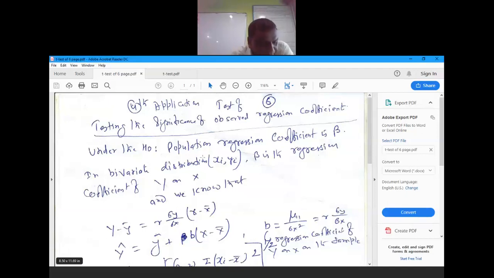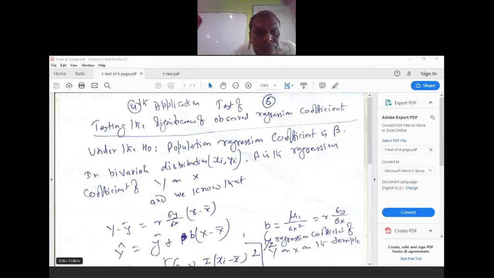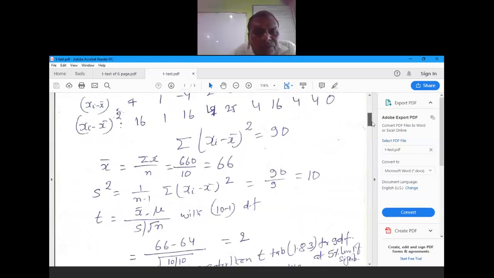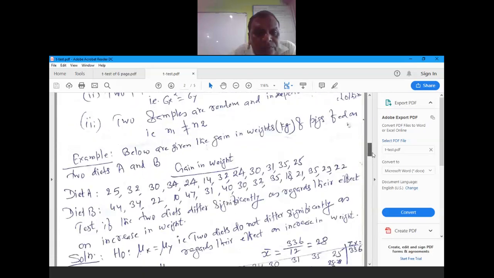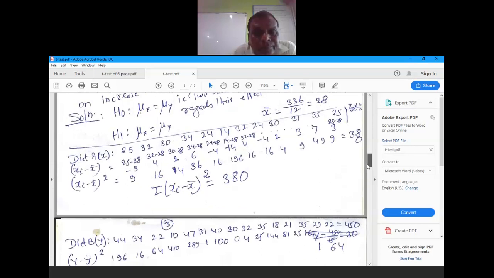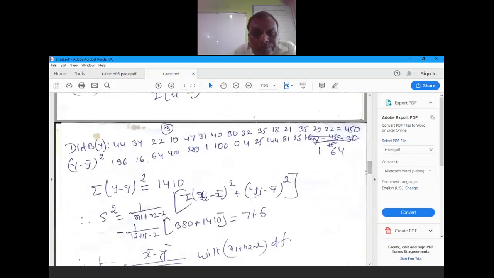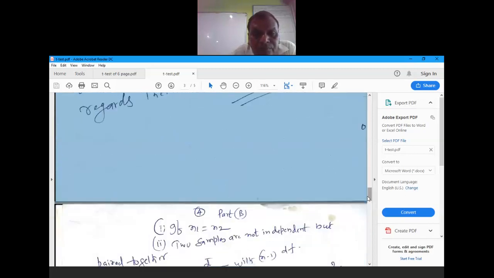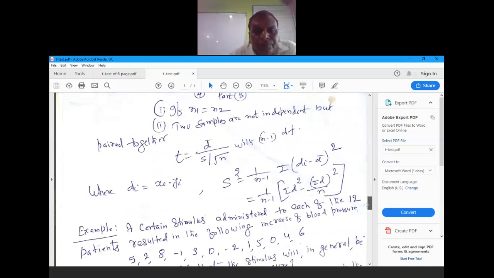So you may write, what is the formula of paired t-test? So t is equal to d bar divided by s upon root n. So here you may write di is equal to... Fourth page, this one. Yes.